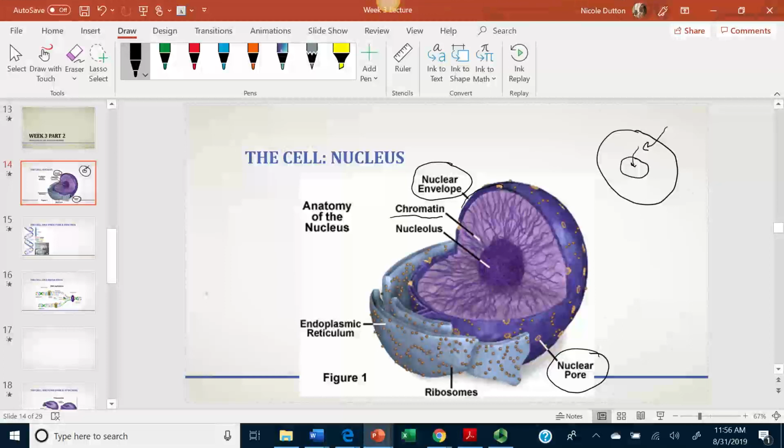And then we have chromatin. Chromatin is condensed DNA. And then we have this nucleolus. The nucleolus is this really dense region, and that's where ribosomes assemble. So the nucleolus is compacted and really dense chromatin or condensed DNA, and ribosomes are made or assembled within the nucleolus. We'll talk a little bit more about what ribosomes do later on.